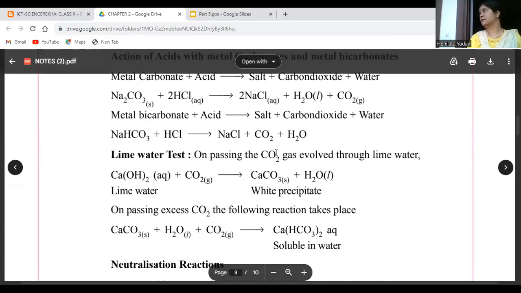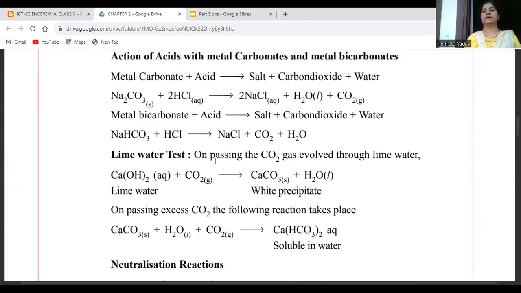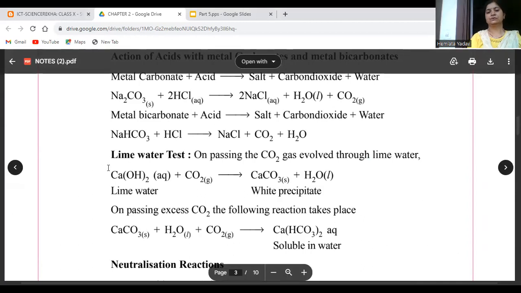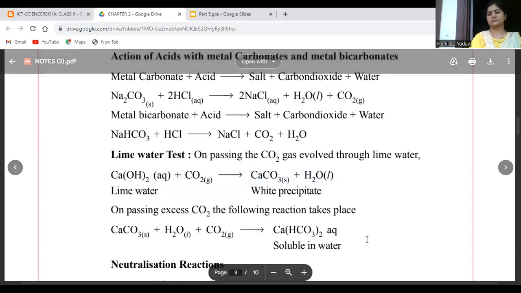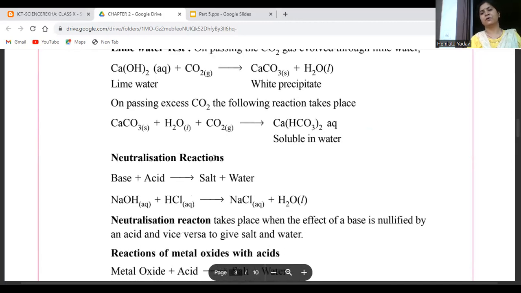Now acids with metal carbonates produce salt plus carbon dioxide plus water. Na2CO3 plus 2HCl gives 2NaCl plus H2O plus CO2. And we can do the lime water test because the gas produced is CO2. When we add Ca(OH)2 plus carbon dioxide, it gives calcium carbonate, a white precipitate, and water. On passing excess CO2, calcium hydrogen carbonate is formed, which is soluble in water, so the milky white solution becomes transparent again.